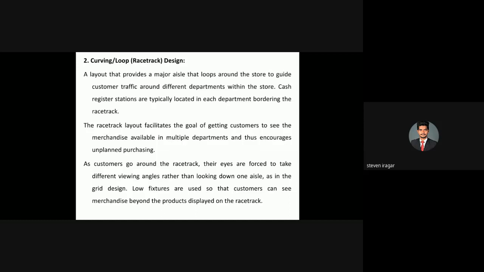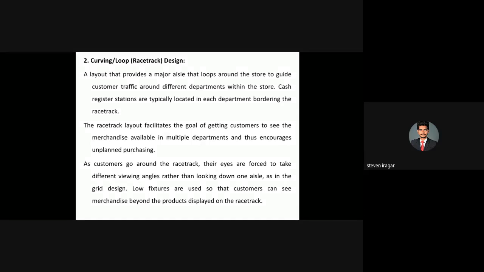So here there will be a guide for the customers. Either signboards can be used, or sometimes some personnel who will be helping customers reach whatever those people want to buy. Okay, and as I told you, these cash register stations are typically located in each department of whatever the rack what people have.